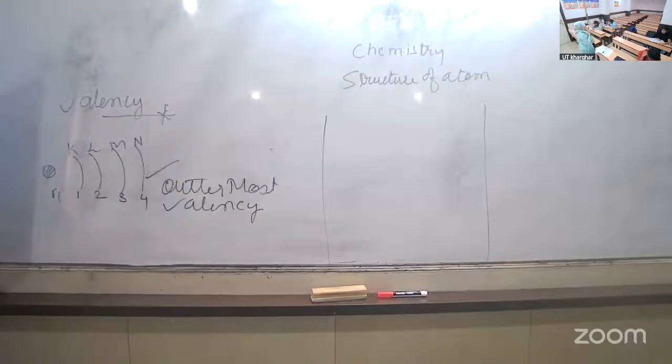2, 7. Then chlorine: 2, 8, 7. Both contain 7 valence electrons. How many more electrons are required? Only 1 electron. They are in need of 1 electron.